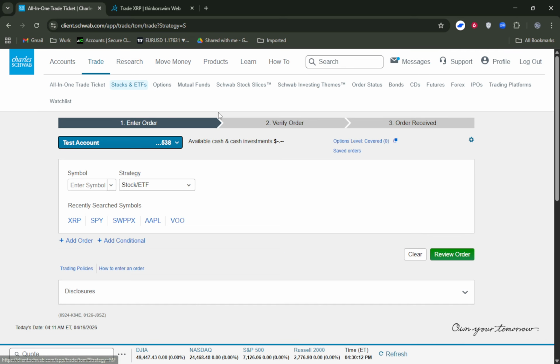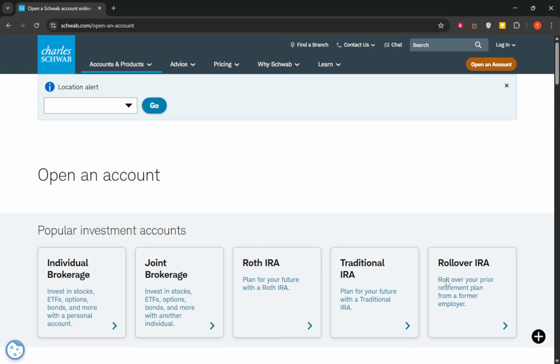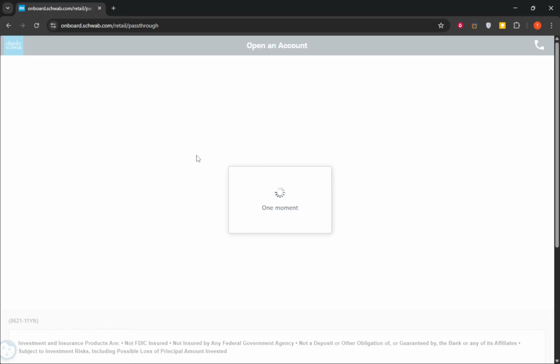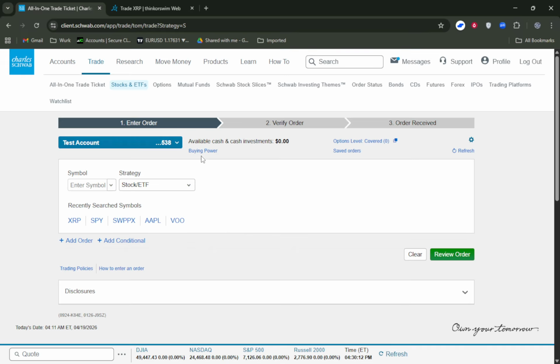First, open a brokerage account on the Schwab website. Choose a standard brokerage account for general investing, then complete the online application. Approval is usually quick, and once you're set up, you'll have access to stocks, ETFs, mutual funds, bonds, and more in one place.